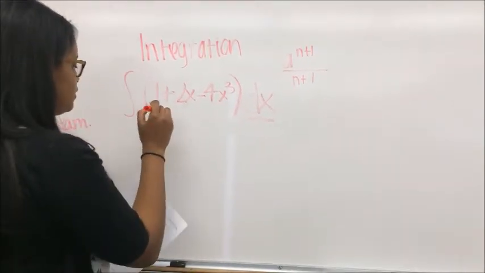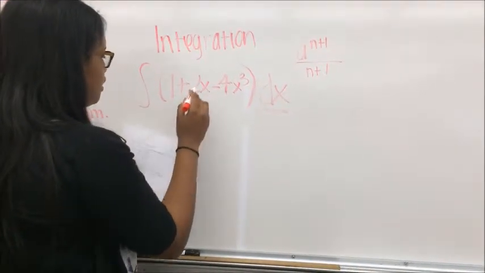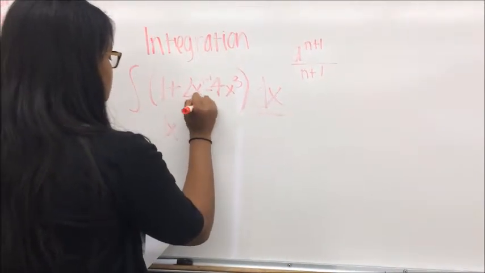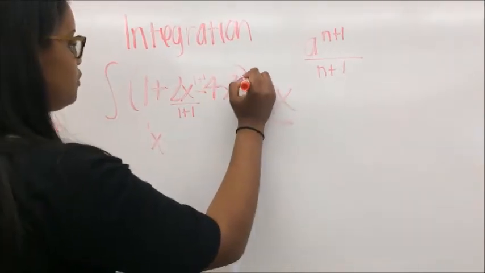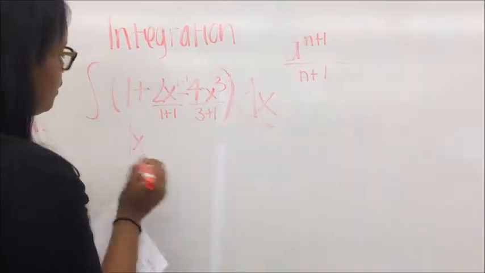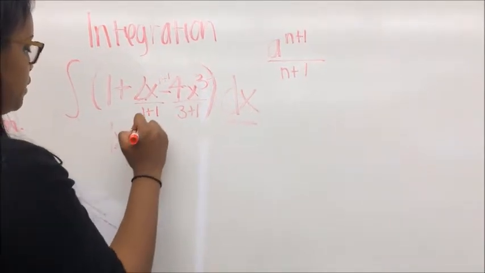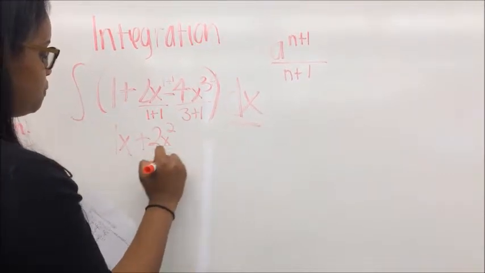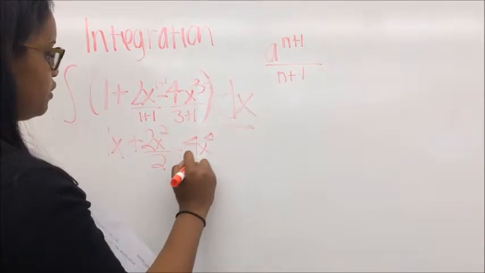So for 1, there is no variable next to it, so it would just be 1x. And then 2x would be x to the power of 1 plus 1 divided by 1 plus 1. And then the same thing goes for 4x to the power of 3, being 3 plus 1 over 3 plus 1. Next, you can simplify this whole equation, so it would be 1x plus 2x to the power of 2 divided by 2 minus 4x to the power of 4 divided by 4.